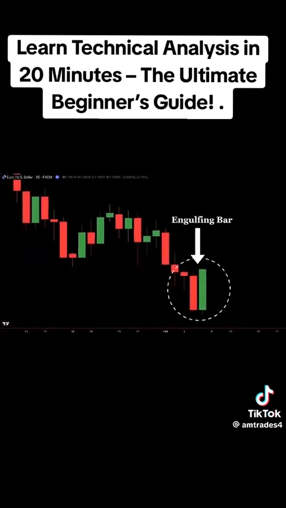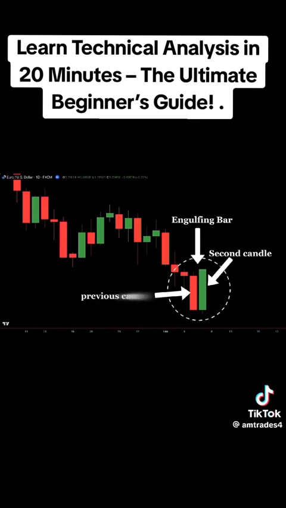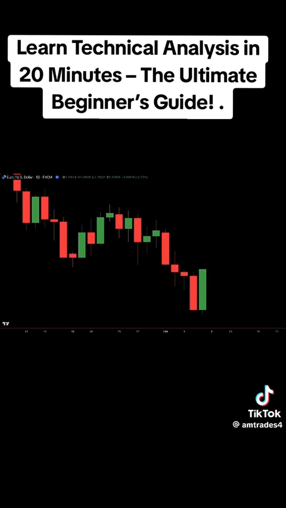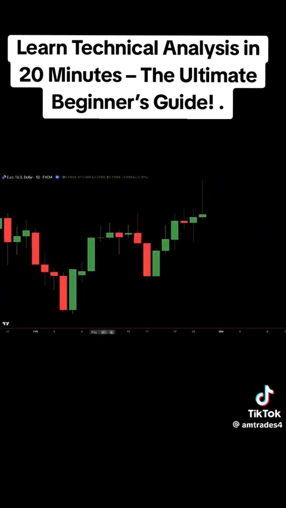The engulfing bar is one of the strongest candlestick patterns that signals a shift in market control. It's a two-candle pattern where the second candle completely engulfs the previous one, showing that either buyers or sellers have taken over. A bullish engulfing appears after a downtrend. The first candle is red, showing that sellers were in control, but then a much larger green candle follows, completely covering the previous one. This tells us that buyers have stepped in with strong momentum, overpowering the sellers, and a potential reversal to the upside could be underway.